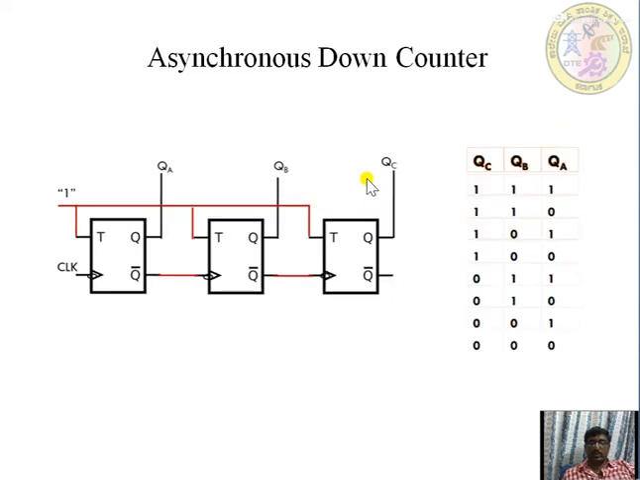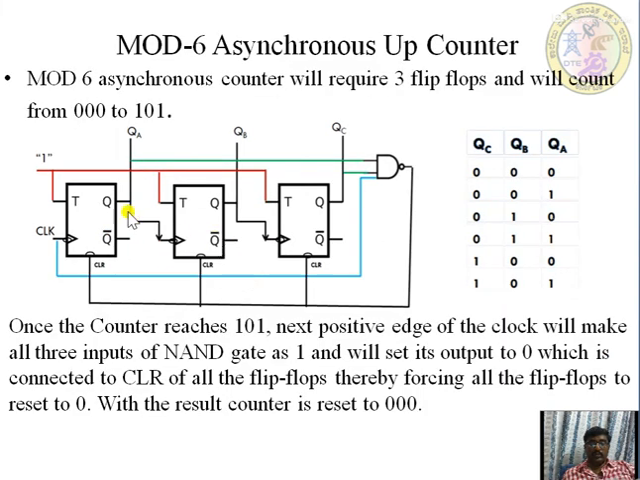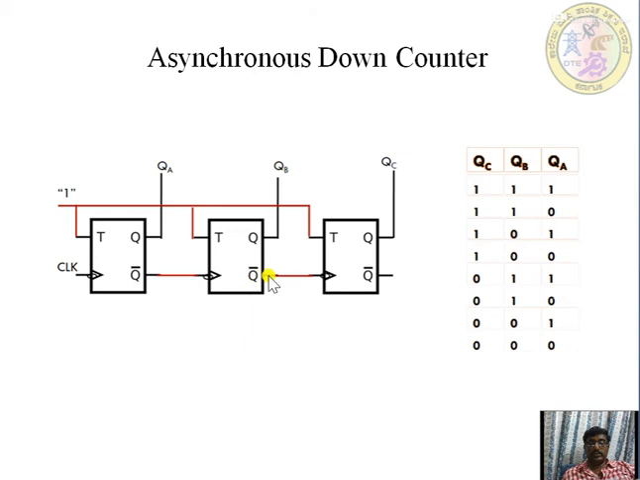Next, asynchronous down counter, same thing. What is happening is we connect the Q bar output to the clock. In the up counter, the positive Q output acts as the clock to the next input. For the down counter, the Q bar output acts as the clock to the next input. That is the only main difference between up counter and down counter: for up counter, Q acts as the input clock, for down counter, Q bar acts as the clock input.